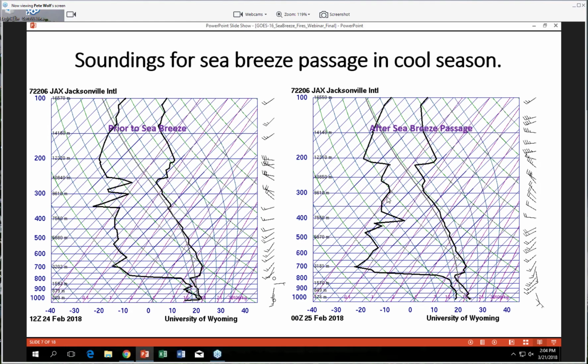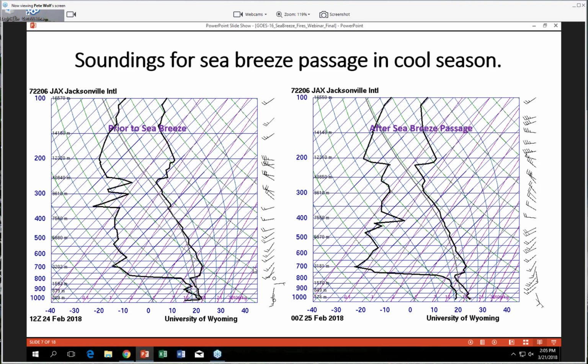So I want to show you some soundings ahead of or before the sea breeze passage and afterwards. Of course we're limited to 12Z and 0Z, but I caught some days where the soundings were fairly representative. This is an example of what we see in the cool season on an unseasonably warm day where it's much warmer than the ocean, and we get a sea breeze in. But we're generally relatively stable, and so we don't see convection. We might see a little cumulus, but that's really about it.